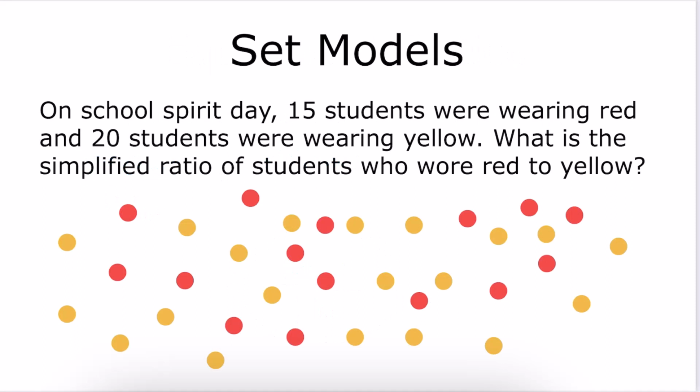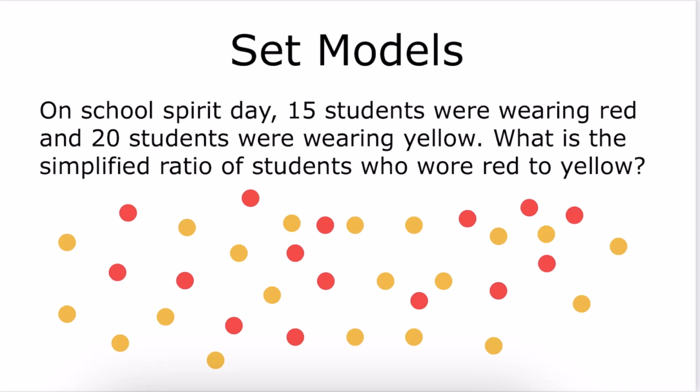So one way that you can help your students see equivalent ratios is with set models. So let's say on School Spirit Day, 15 students were wearing red and 20 students were wearing yellow. And we want to find the simplified ratio of students who wore red to students who wore yellow. So I have a whole bunch of dots here. And if I was teaching this to elementary school students, I might have little counting chips or some type of physical objects. And I would have 15 wearing red and 20 wearing yellow.